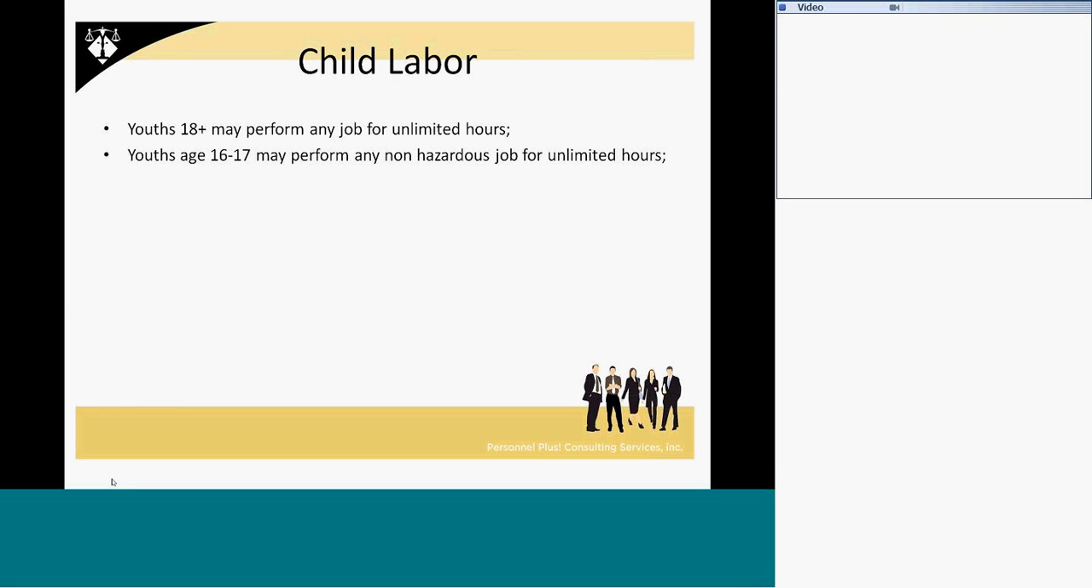People who are 16 or 17 can do anything except the 17 categories of work that are considered to be especially hazardous to youth. They include things like working in butcher shops, working in construction, working in mining where you work with explosives. Among other things, operation of a motor vehicle is considered to be especially hazardous. So they can do anything except those hazardous occupations at 16, and they can do it for unlimited hours.